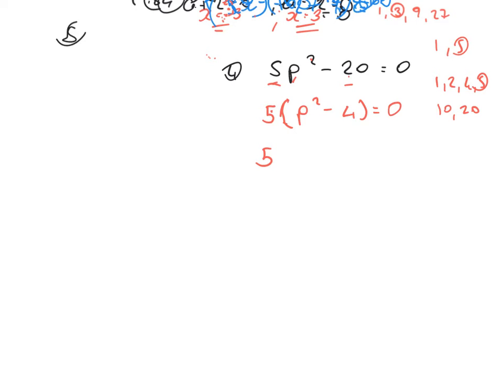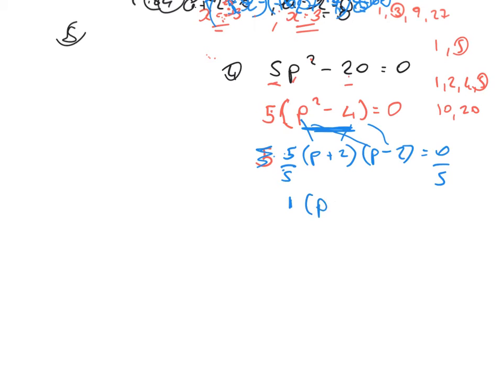Okay, so then what you do is a difference of 2 squares here. So, bracket with a plus, bracket with a minus. The square root of p squared is p. The square root of 4 is 2. There's a 5 on the front. Okay. Next move, divide both sides by 5. 5 divided by 5 is 1. So it's 1 bracket p plus 2 bracket p minus 2 is equal to 0 divided by 5 is 0.